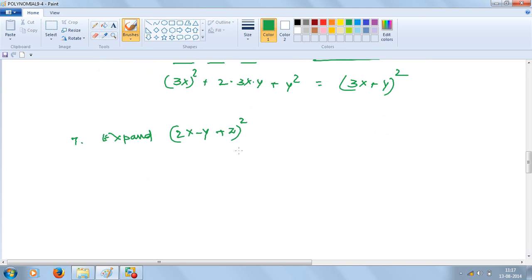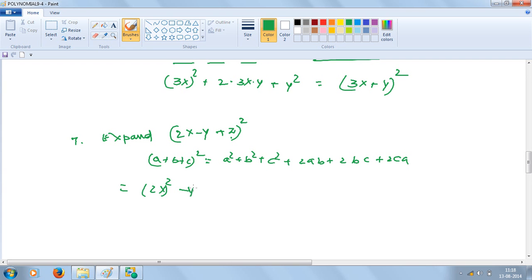We will try to do the expansion. 2x minus y plus z whole square. So how do we expand? This is of the form a plus b plus c whole square, which is equal to a square plus b square plus c square plus 2ab plus 2bc plus 2ca. So the first step is 2x square, 2x square.